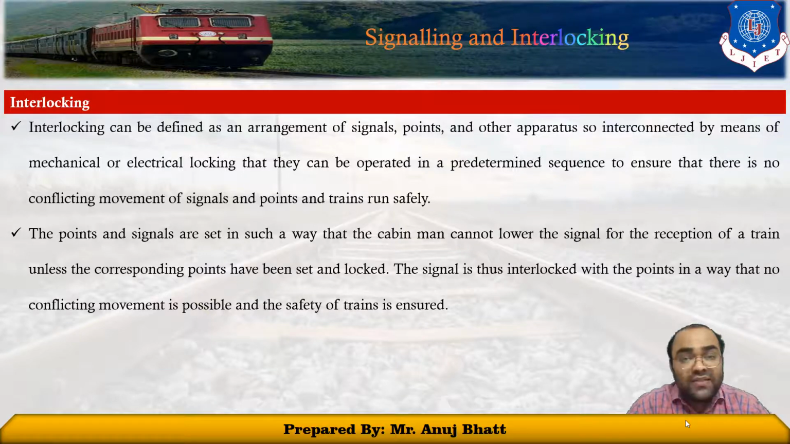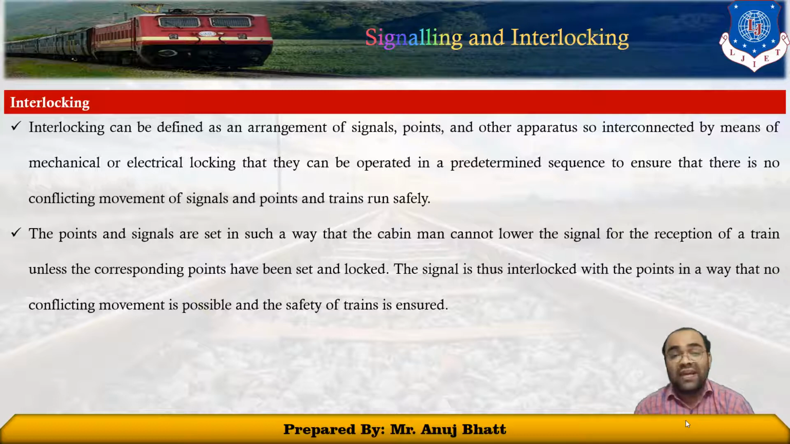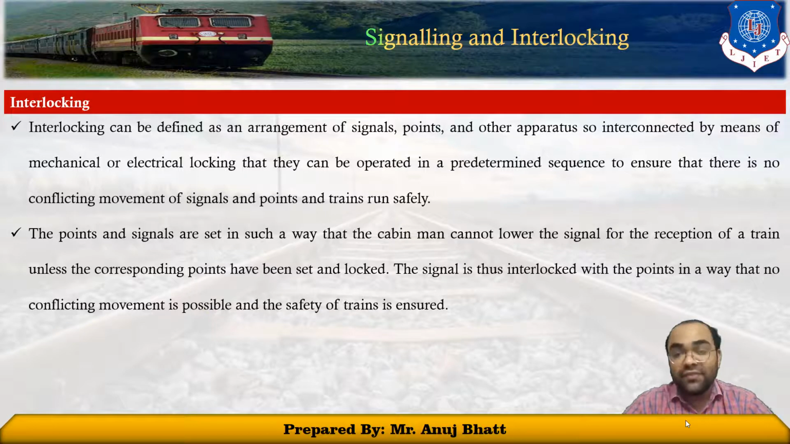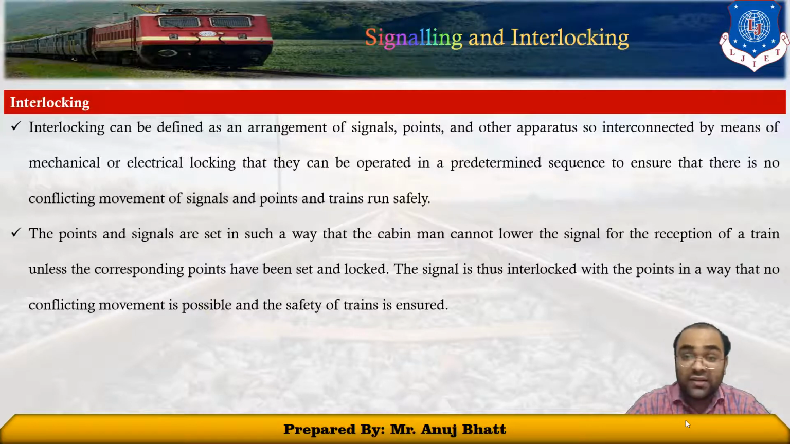Here the points and signals are set in such a way that the cabin man or the controller cannot lower the signal for the reception of a train unless the corresponding points have been set and locked. The signal is thus interlocked with the points in a way that no conflicting movement is possible and the train can run safely. The signal and interlocking system is so designed that the failure of any equipment results in turning on the signals, thus ensuring train safety.